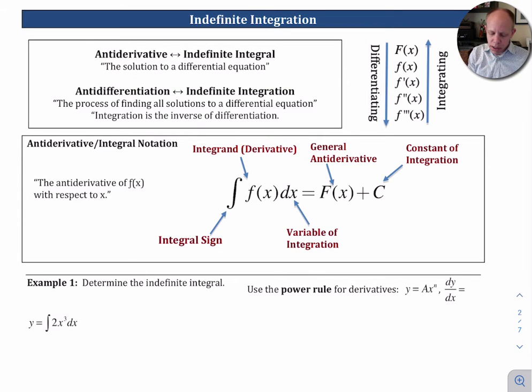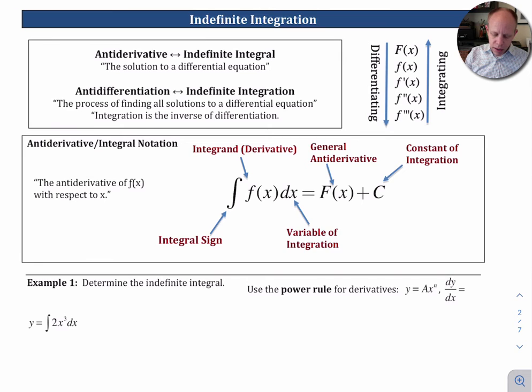So our notation here is the antiderivative of f of x with respect to x. So you have the integral sign, you have the integrand, that's the function on the inside, which is basically our derivative. Then you have dx, with respect to x, and that's the variable of integration. Now the solution, we call this the general antiderivative. So just figure out the antiderivative, and then you have that plus c, the constant of integration.